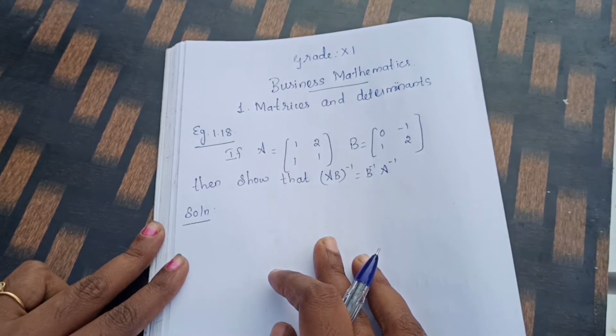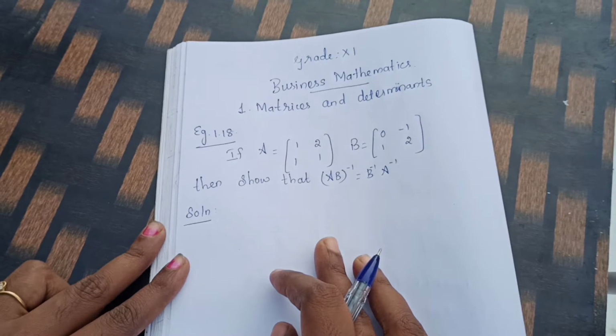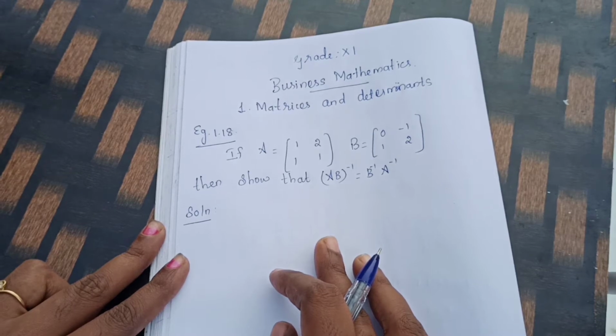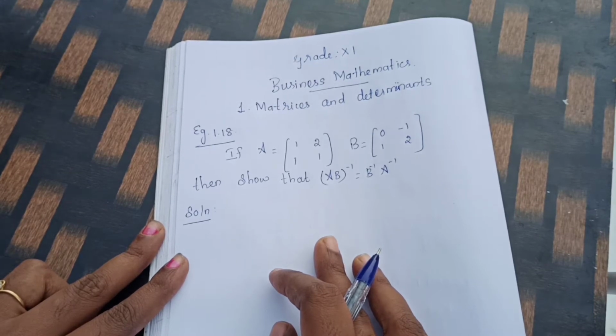In the last class, we learned about matrix and determinants. Up to example 1.17 we have completed, and I gave some home assignments for you. I hope you all completed them. Let's start from example 1.18.